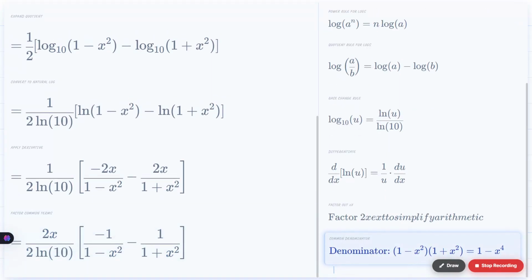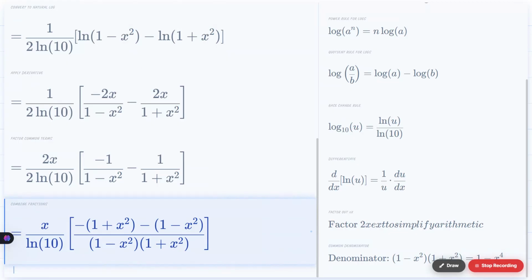We find a common denominator for the fractions. We do this to combine them into one piece. The bottom part will be 1 minus x squared times 1 plus x squared. We combine the two fractions into one. We do this to make the expression shorter. We use the common denominator of 1 minus x to the 4th power.